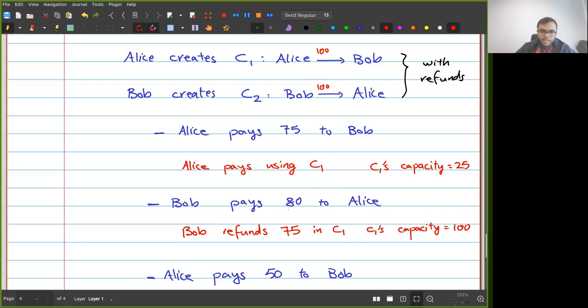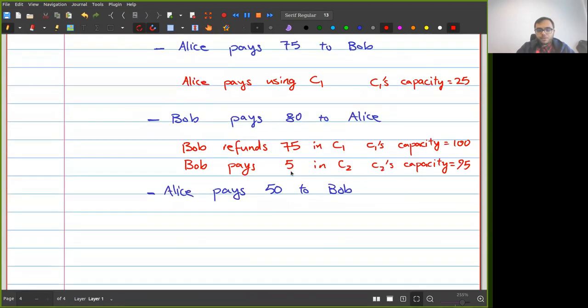And well, Bob wanted to pay 80 in total. He has refunded 75 in C1, but he also pays another 5 units in C2. And now C2's capacity is 95. Because remember, C2 was a channel from Bob to Alice.